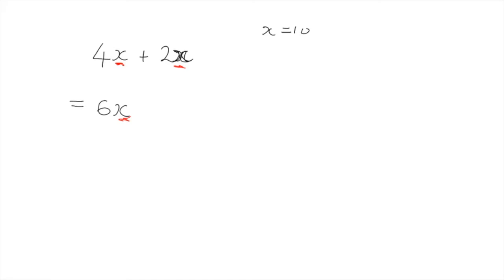For x equal to 10, what you'll get is 4 tens plus 2 tens. So if you've got 4 tens plus 2 tens, you've got 4 of the tens and you've got another 2 of the tens, obviously you're going to end up with 6 tens, which is 60. And if we put in x is equal to 30, you're going to have exactly the same story.